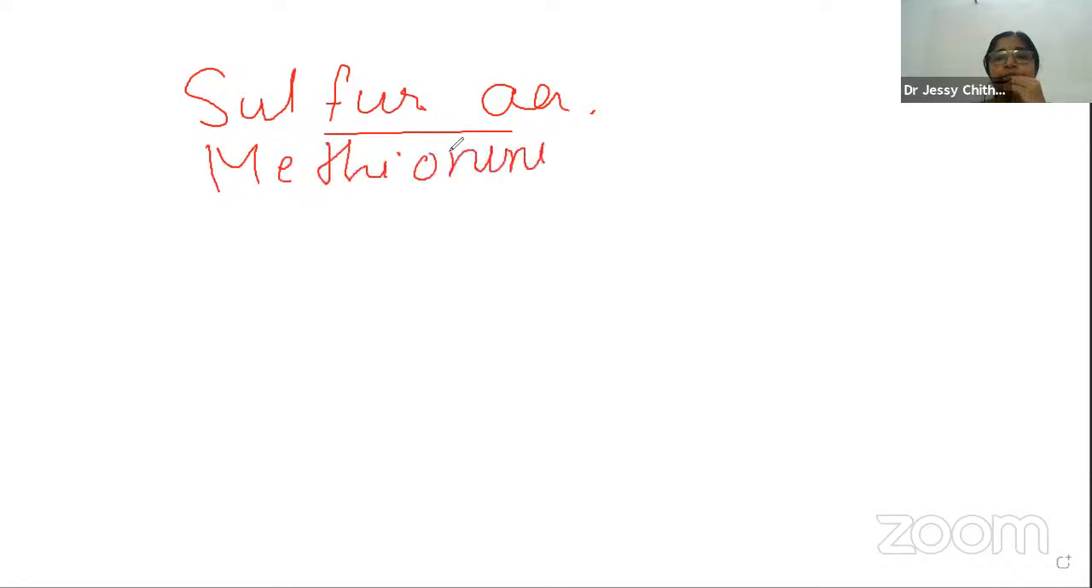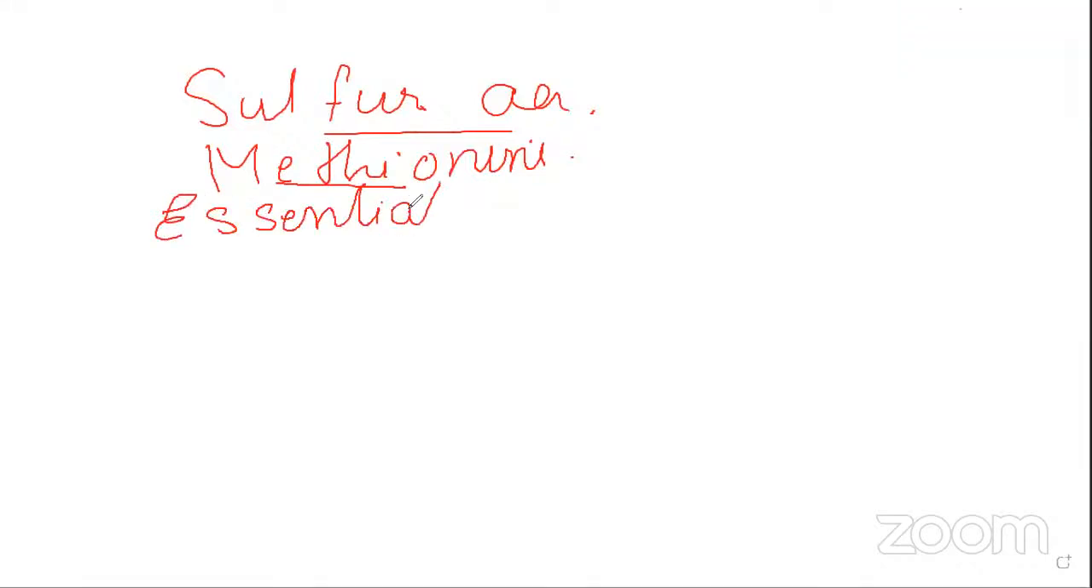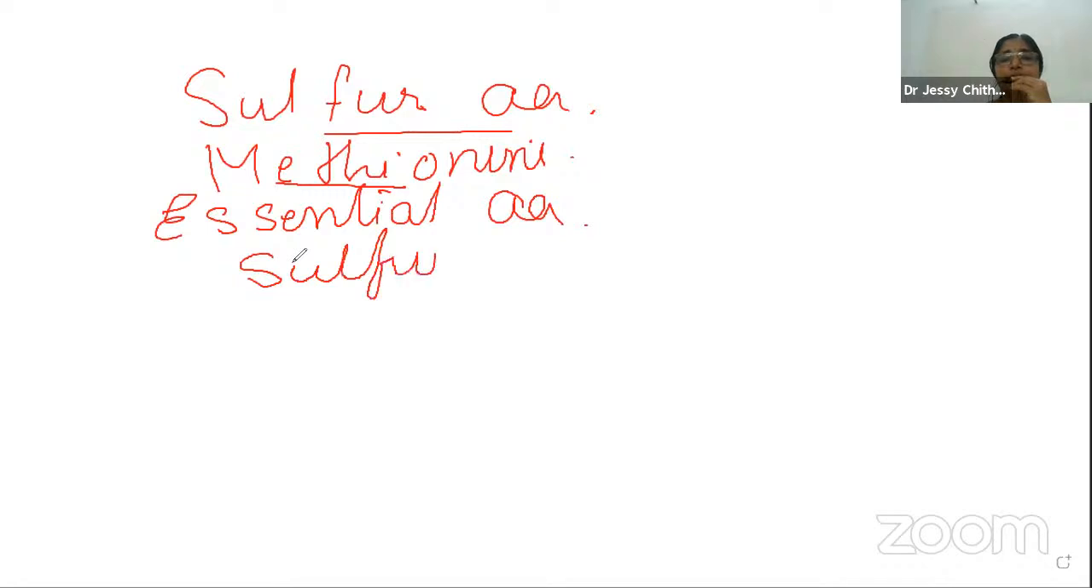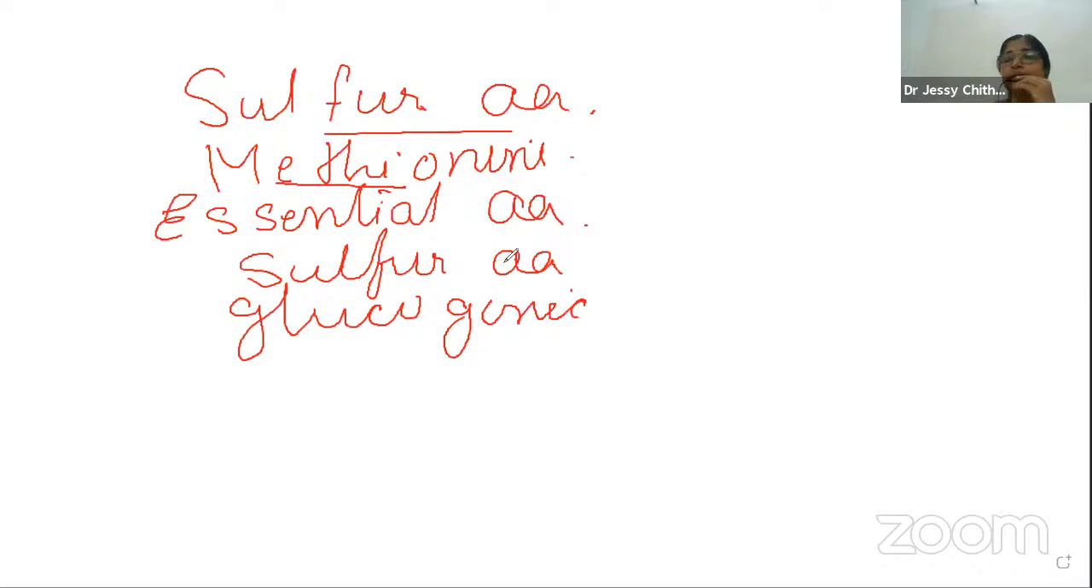What is the specialty of methionine? Methionine is an essential amino acid. It is a sulfur containing amino acid, and it is also glucogenic. Methionine is catabolized to succinyl-CoA, from which glucose can be synthesized. The three-letter abbreviation for methionine is MET, and the single letter abbreviation is M.